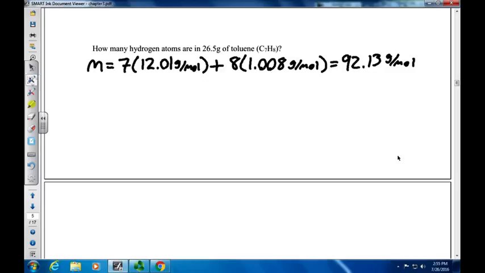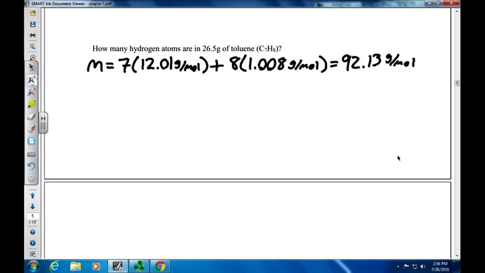Now, you have to note specifically what they're asking. They are asking how many hydrogen atoms are in 26.5 grams of toluene. So they're not asking how many toluene molecules, they're asking how many hydrogen atoms. And that's going to be very important when we set up our dimensional analysis. So let's get started with that.